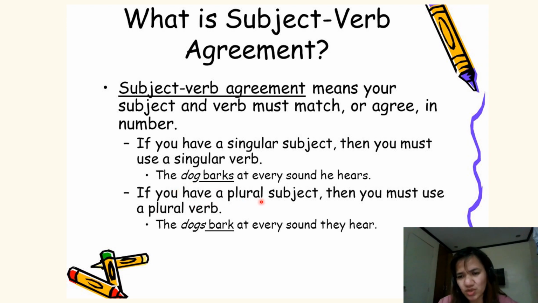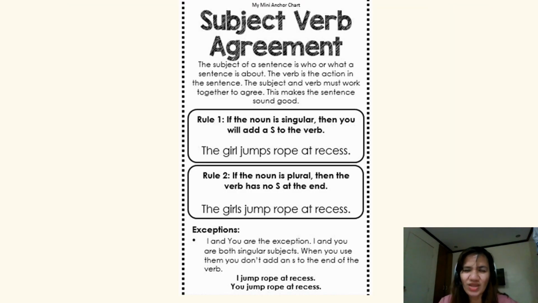What about if you have a plural subject? Which dogs? It means so many, or more than two. You must use a plural verb. Look, the dogs, this is your subject, bark at every sound they hear. Your subject here is plural. That's why you must use a plural verb without S. Okay, very good. So there's a rule for this.